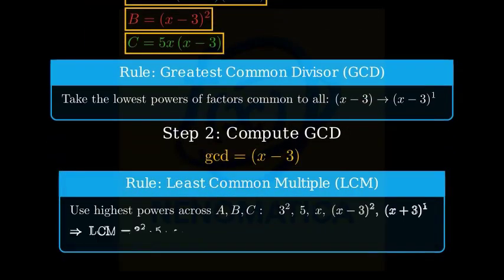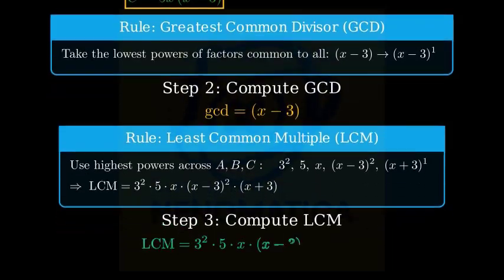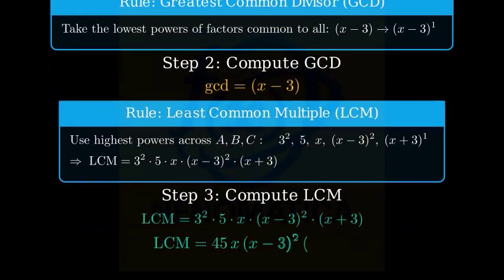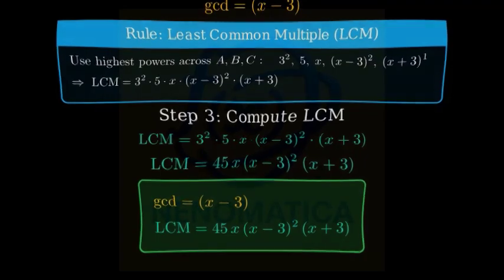Rule: the least common multiple uses the highest powers of all factors that appear in any expression. Step 3. The least common multiple is 3 squared times 5 times (x minus 3) squared times (x plus 3). That is 45x times (x minus 3) squared times (x plus 3). Final answers: greatest common divisor equals x minus 3. Least common multiple equals 45x times (x minus 3) squared times (x plus 3).